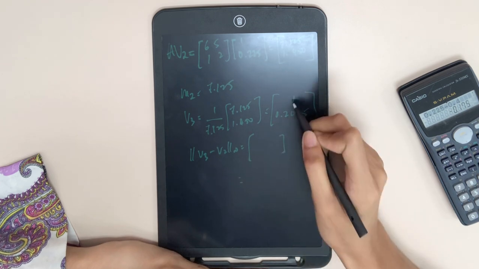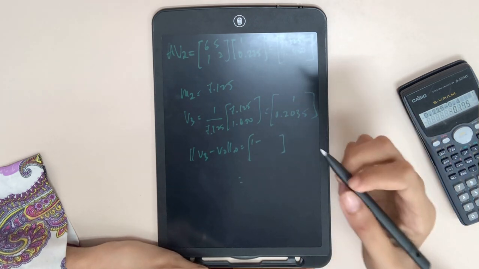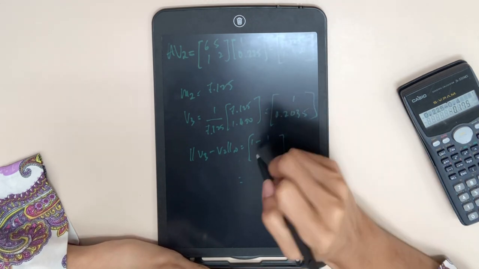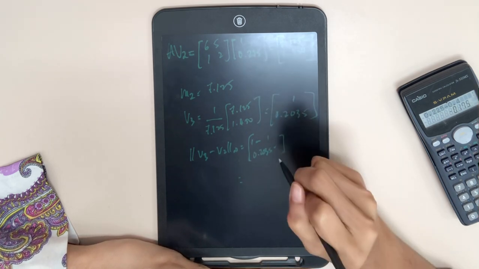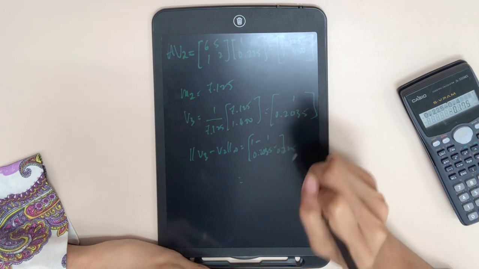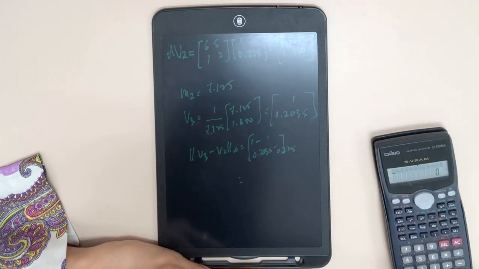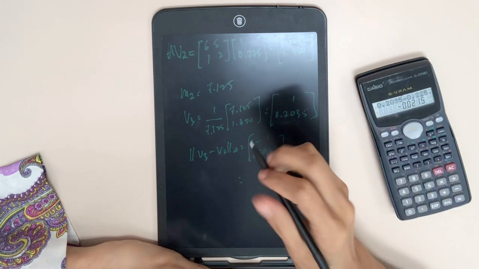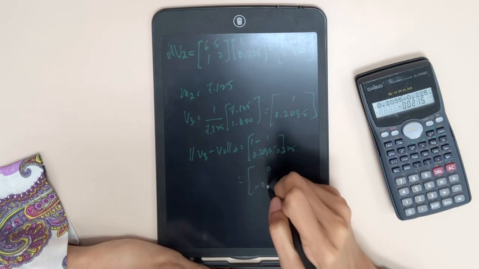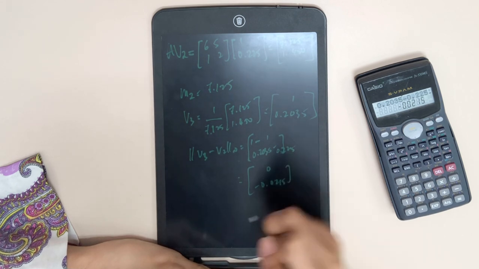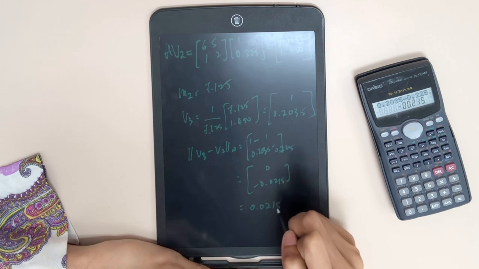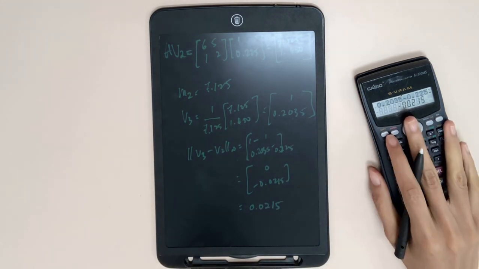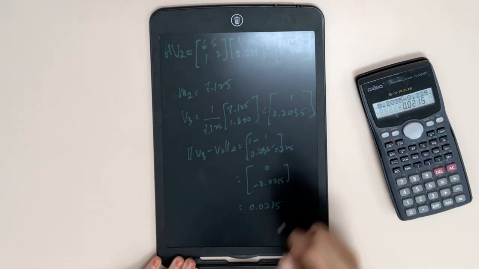Then the last one, you need to subtract. So 1 minus your V2, which is 1. Okay, 1 minus 1. And then 0.2035 minus 0.225. So you should get 0, negative 0.0215. So that means the highest value that appears here is 0.0215.